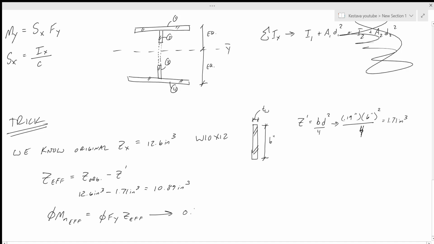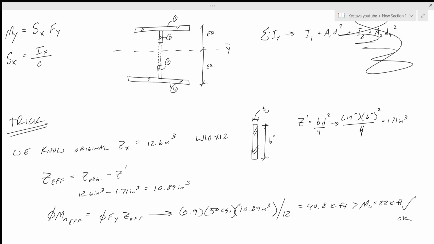That's going to bring us to 0.9 times 50 ksi times 10.89 inches cubed. We divide that by 12 to convert kip-inches into kip-feet, and that equals 40.8 kip-feet, which is greater than Mu, which equals 22 kip-feet. Boom! We are okay in terms of bending. So for strength in terms of bending and strength in terms of shear, we're okay on both accounts.